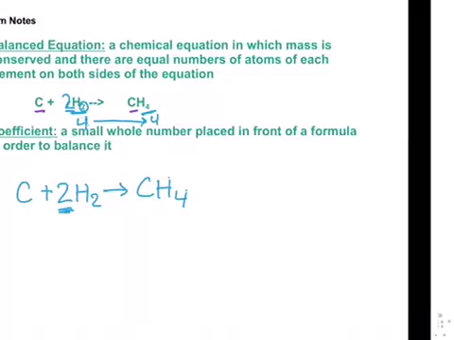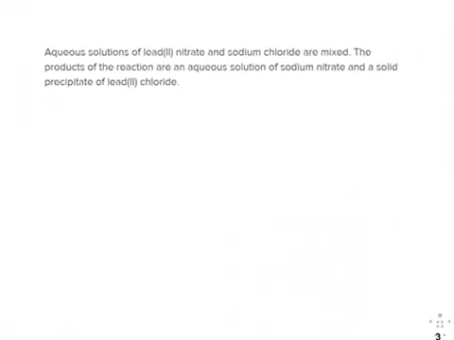All right then. All right, so another thing that you're going to be needing to do is taking a word equation and transferring it into symbols, or going vice versa, symbols into words. So we'll just practice this with this particular example. It says aqueous solutions of lead 2 nitrate and sodium chloride are mixed. The products of the reaction are an aqueous solution of sodium nitrate and a solid precipitate of lead 2 chloride. So at this point, I think I want you to give this a whirl on your own, get something written down, and then we'll look at it as a class.